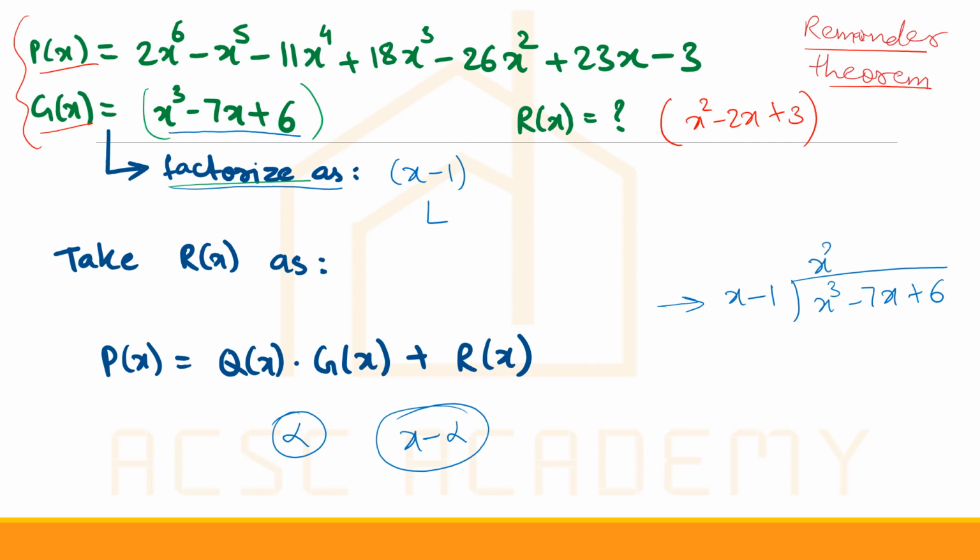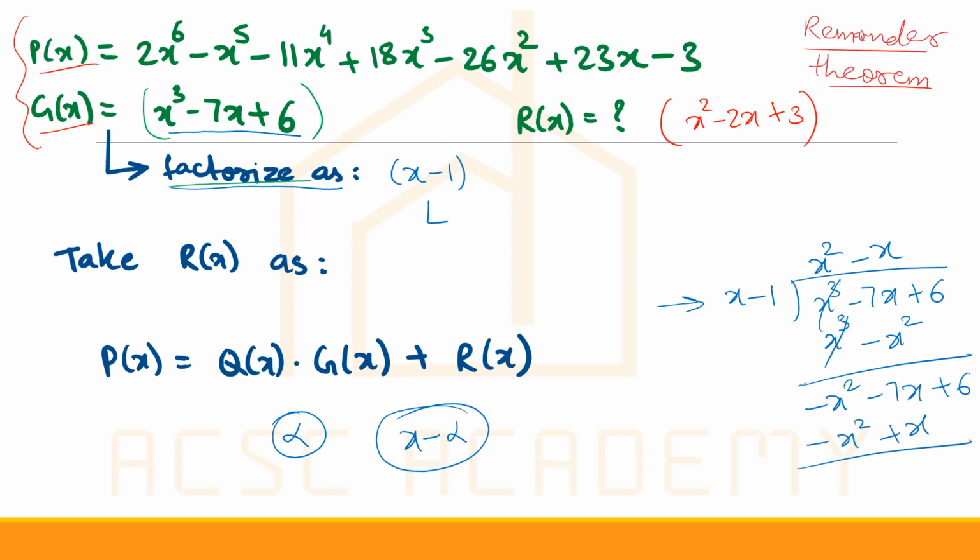It will be x squared, x cube minus x squared. So this is cancelled, minus x squared minus 7x plus 6. Again minus x, so minus x squared plus x. Now the signs will change. This will become minus 8x plus 6, but the remainder should not be left out, which means we made some mistake. Let us cross check it again.